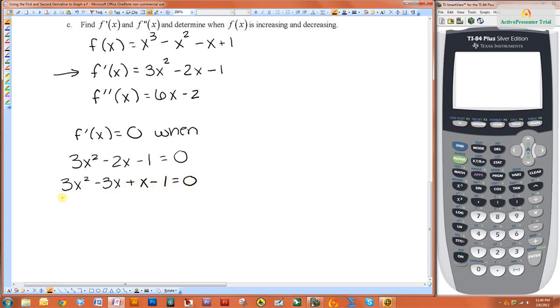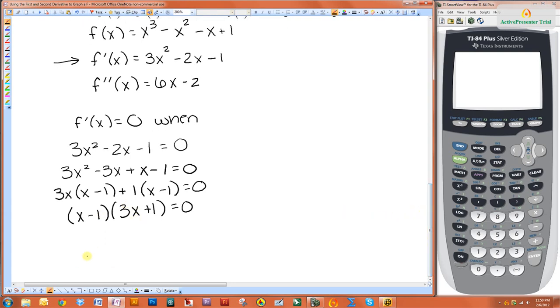Now that I have four terms, I'm going to factor this by grouping. So I have 3x, and that leaves me with an x minus 1. And these don't appear to have a greatest common factor, which means the greatest common factor is 1. So if I factor that out, notice I have in each of these pieces an x minus 1, so I can factor that out. So this is known as the AC method for factoring a trinomial. Okay, so now what I can do is take these two factors and set them equal to 0 using the zero product principle.